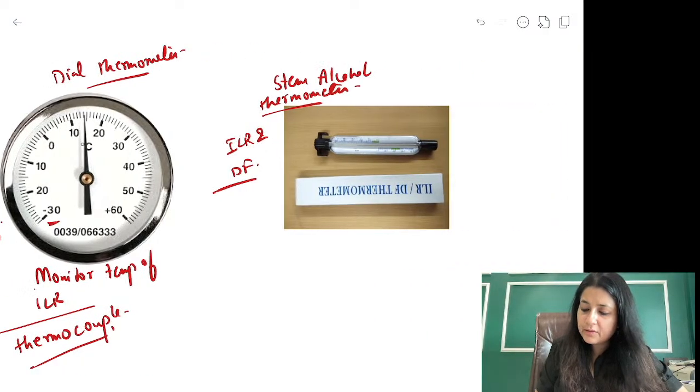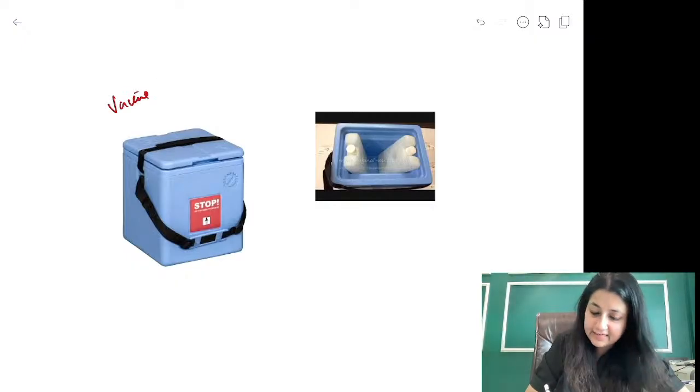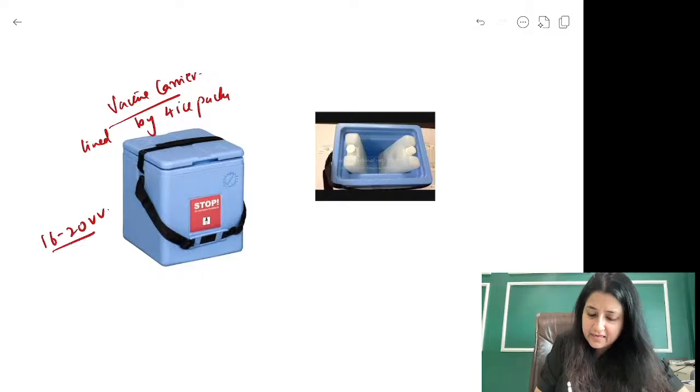Next, a couple of images which could come. You all know this is a vaccine carrier. The vaccine carrier, everyone, is lined by 4 ice packs, and it contains 16 to 20 vials. It can maintain the temperature of the vaccines for 24 to 48 hours, on an average 36 hours.